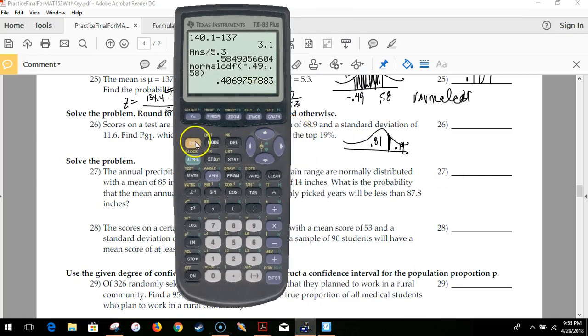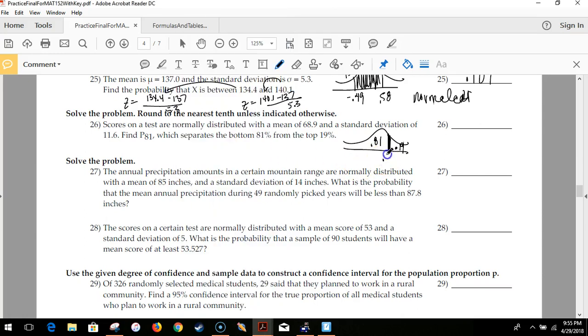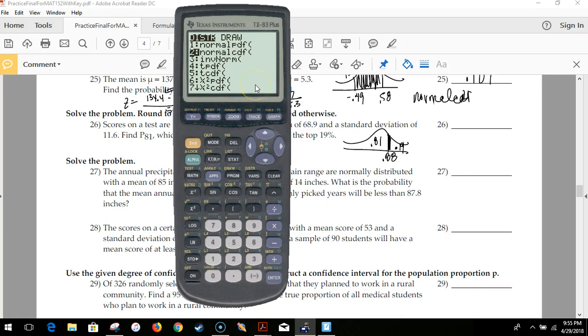Calculator only looks to the left for inverse norm, so I go second vars, inverse norm, and put in the 0.81, and I'm going to get a z-score of 0.88. Now if you put it in backwards and you say inverse norm of 0.19, you'll get the reciprocal. Now if you're past 50% to the right, 81's further along the graph than 0.5, then it has to be a positive z-score because the split for your z-score is at 50-50 for that 0. So I got a 0.88, and there's a rewrite of the z-score formula on the fold-out card.